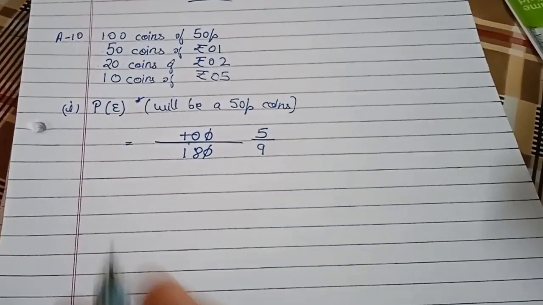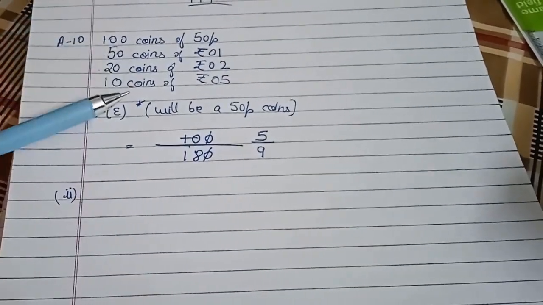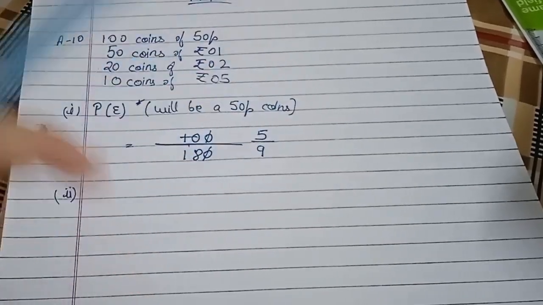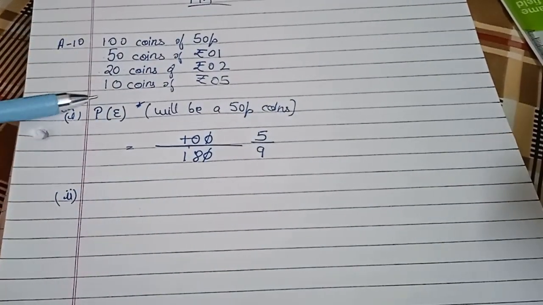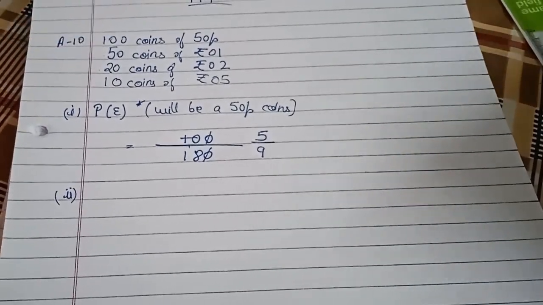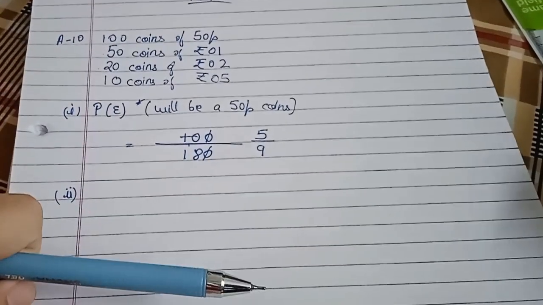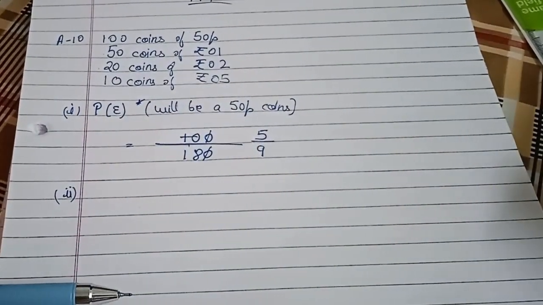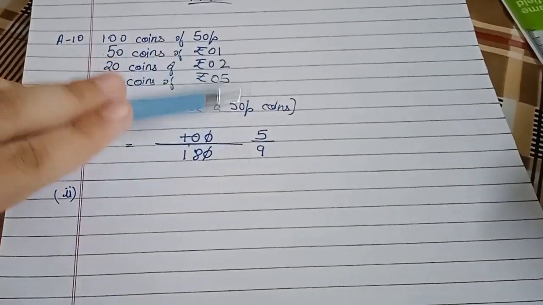Okay, I hope it is clear with you all. Let me just tell you once again. The probability of happening is getting a 50 paisa coin. So first I will write the total number of outcomes, that is 180. You can do the sum easily. Then the probability is to get a 50 paisa coin. So how many coins are there of 50 paisa? 100 means I have 100 chances that I will get a 50 paisa coin. And when I put the formula, I'll get 5 upon 9.